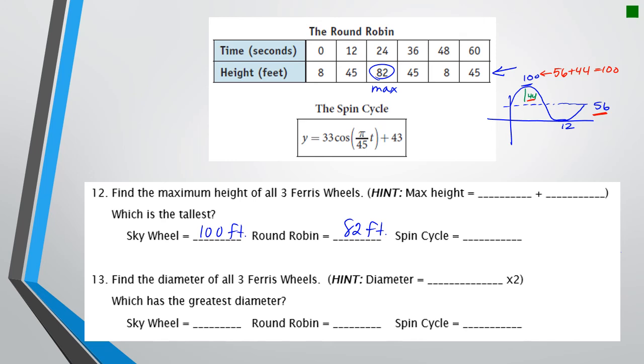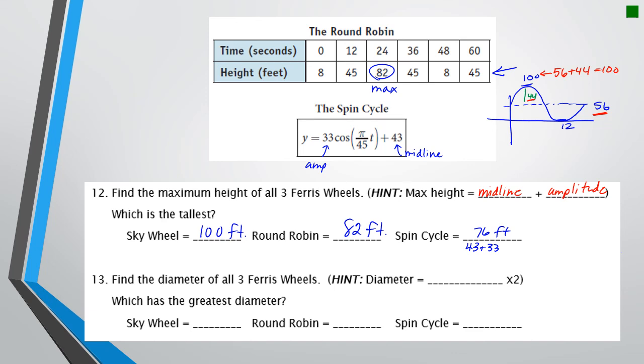So I'm going to write that down under this hint: if you take the midline and you add the amplitude, that's always going to give you your maximum height on your graph. So let's take a look here for the spin cycle. I can see that my midline is 43 and my amplitude is 33. So if I add those two things together, 43 plus 33, that gives me 76. So that would be my maximum height for the spin cycle.